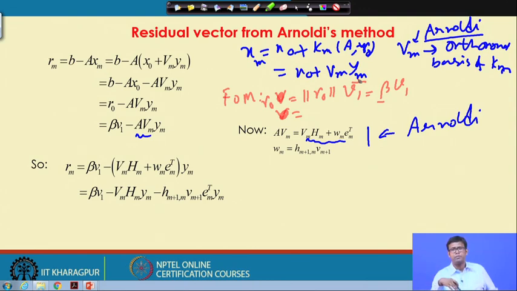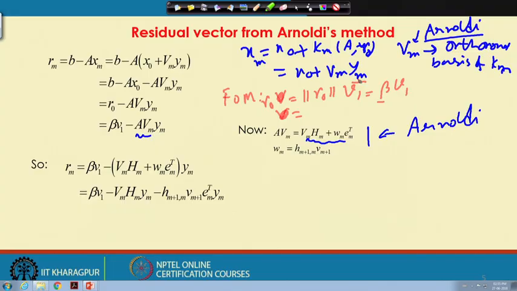If we can find Y m, we will multiply it with different basis vectors and find out what is the update in Krylov subspace, which has to be added with initial guess x 0, so that I get the final solution. So, now this update is obtained if we can remember steepest descent method.